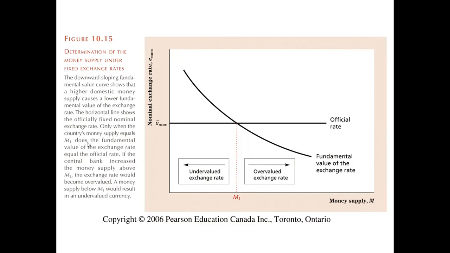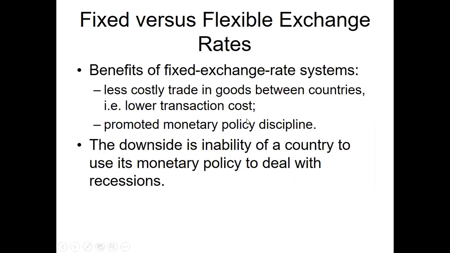And then we can also realize that if the central bank increased the money supply above M sub 1, the exchange rate would become overvalued because the official rate would be extended higher. And then a money supply below M1 would result in an undervalued currency, since the official rate would also be moving downward. All right, so moving on.